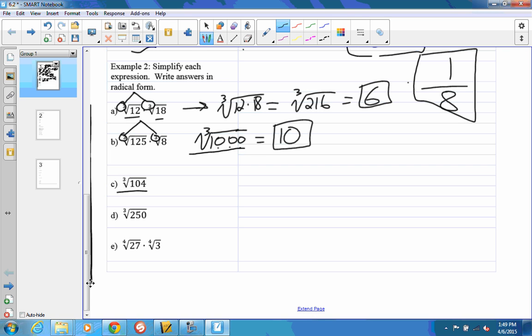What I want to do is break this into numbers that contain perfect cubes, using multiplication. So 104, think about your perfect cubes you know. What's 2 cubed? 8. 8's pretty far off, but I might be able to divide that by 8. What's 3 cubed? 27, so 27 might work. 4 cubed is 64, but 2 times 64 is not going to work.